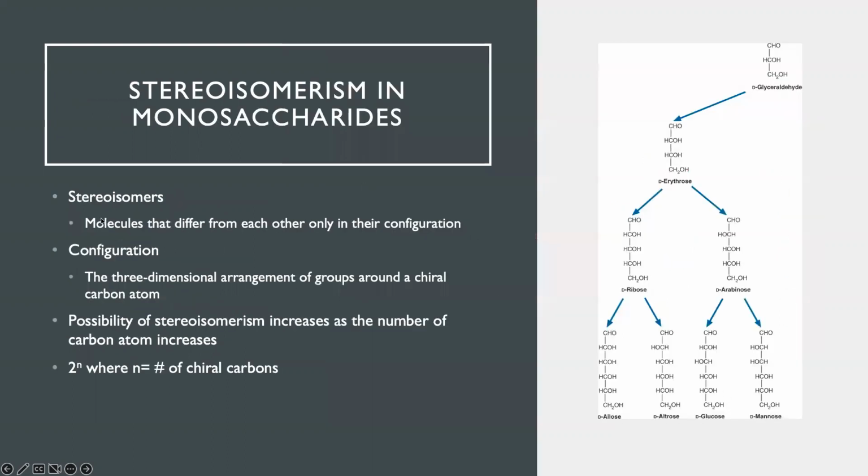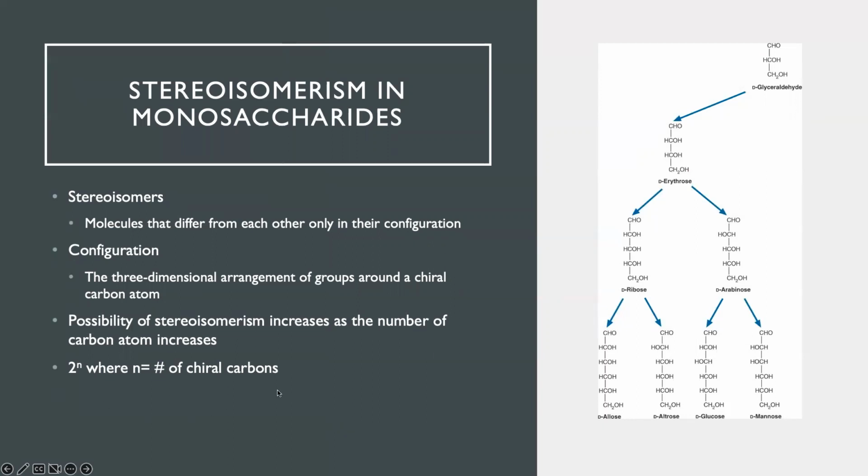Stereoisomers are molecules that differ from each other in only their configuration. Whenever we're talking about configuration, we're talking about the 3D arrangement of groups around that chiral carbon atom. So for example, glucose has 4 chiral carbons. We can come up with this number by using 2^n, where n is the number of chiral carbons. So for glucose, you have 4 chiral carbons, so we'll put a 4 here. And that means glucose is going to have 16 stereoisomers.